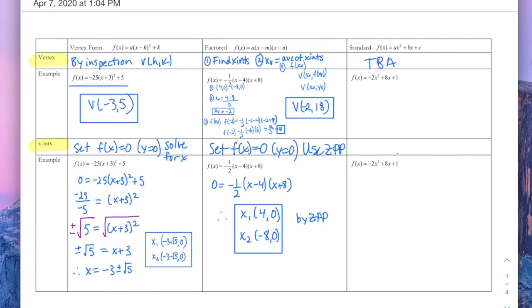So with standard form, we know of a way to do this, but it's actually not the best way to do it. So we'll learn a different way next time. But if you needed to figure out the x-intercepts of this, you could technically put this in vertex form, and then repeat everything we did here. But let's save this for another day, and we're going to figure out an easier way to do this next time using, as you can imagine, the quadratic formula.